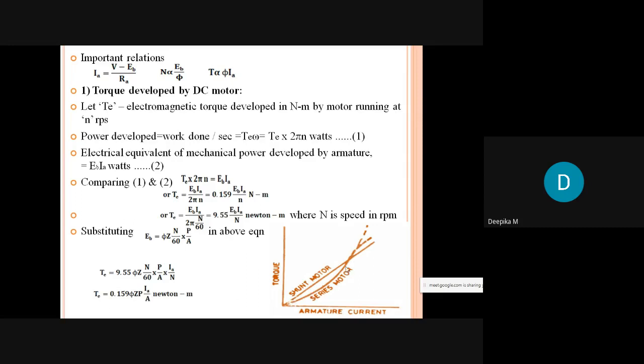Hence we could write it in this way, that is a straight line, a linear relationship. There is a linear direct relationship between torque and armature current, because torque is directly proportional to armature current. That is, if the armature current is increased by 2%, the torque will also be increased by 2%. Hence there is a straight linear relationship with respect to the shunt motor.